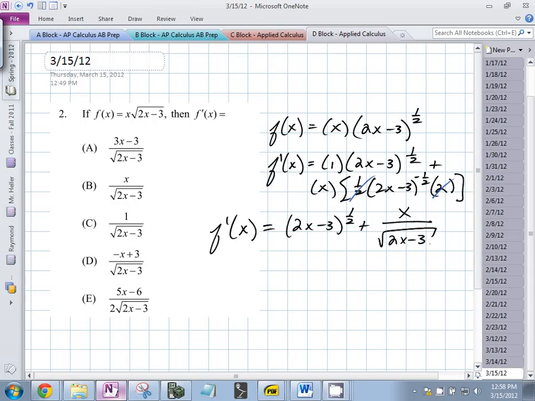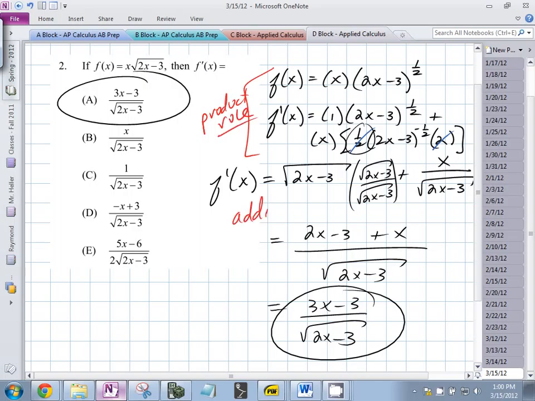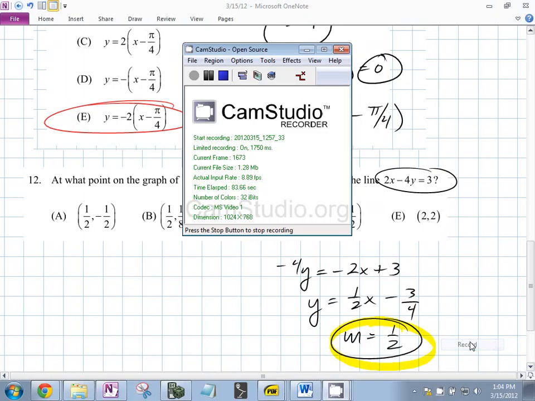Correct. That's why it's in the denominator. When you raise something to the negative 1/2, it means it's 1 over the square root of that thing. Use the product rule right here. So we know what the first part is, which is product rule. After using the product rule, it's a matter of simplifying and adding fractions. That's it.